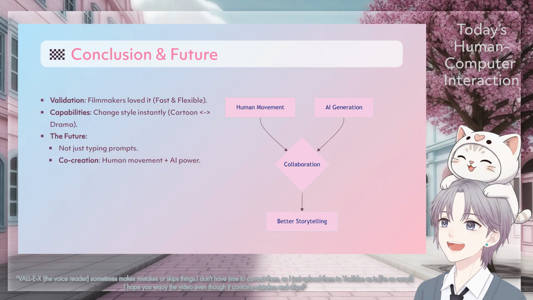The paper mentions that they tested this with real filmmakers, and guess what? The filmmakers loved it because it was fast. Then it allowed them to experiment with different styles, like making a scene look like a cartoon or a gritty drama, just by changing a text prompt.